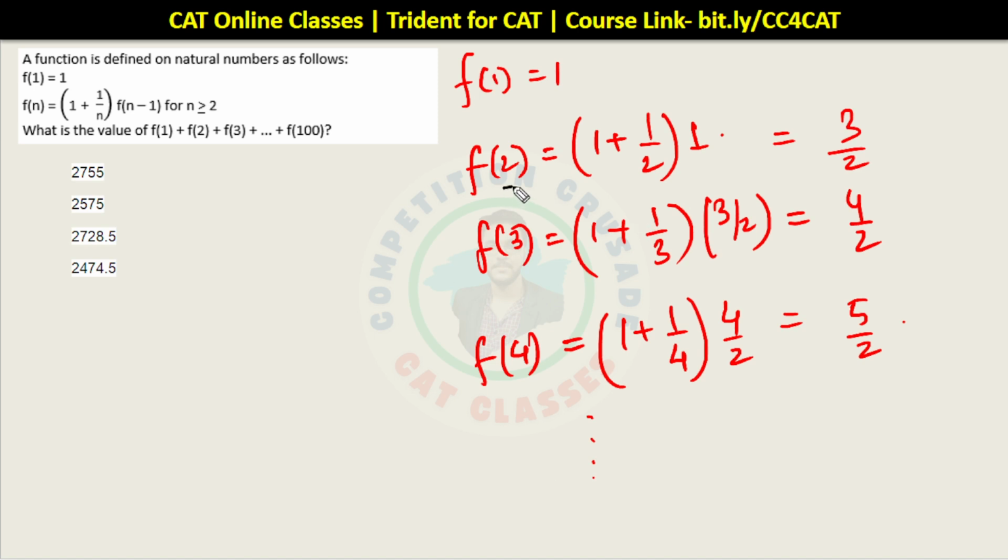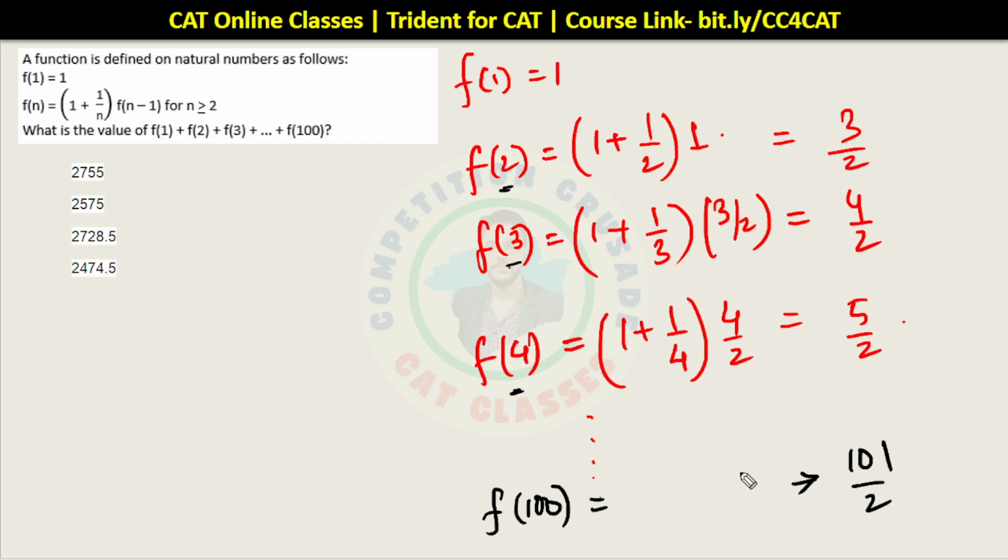When it is f of 2, this number is 3 by 2. When it is f of 3, it is 4 by 2. When it is f of 4, it is 5 by 2. So pretty much you can tell me what is going to be f of 100. You have to tell me. This is 101 by 2. This is just by observation.